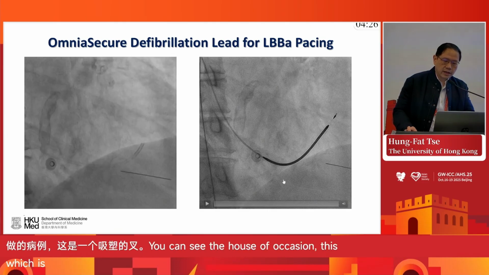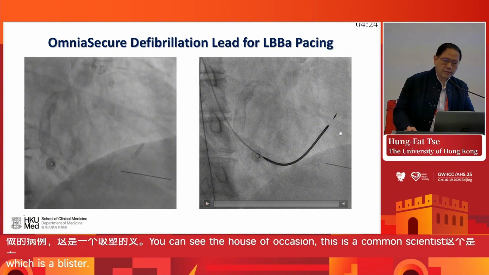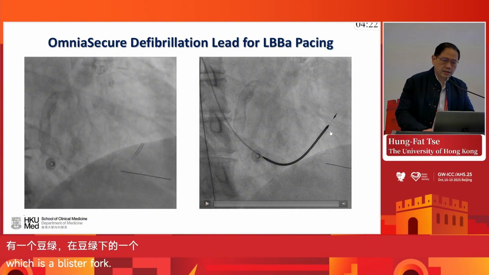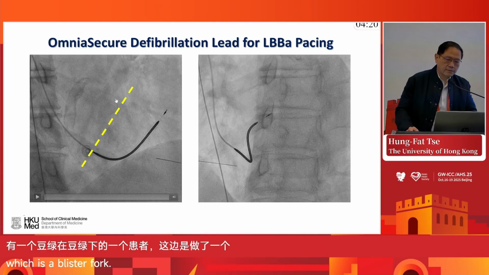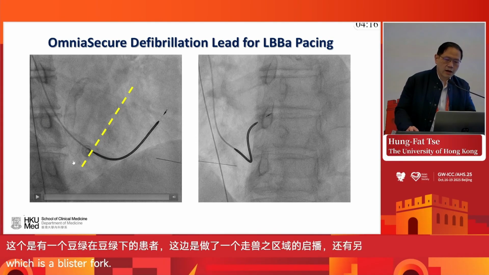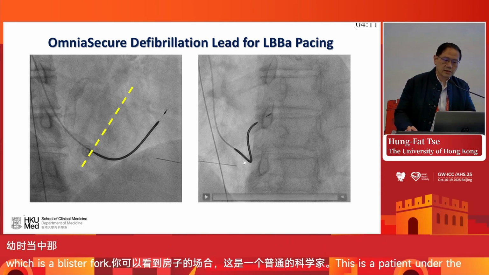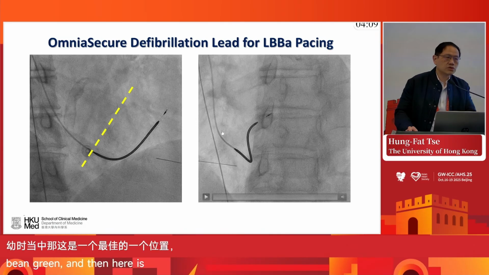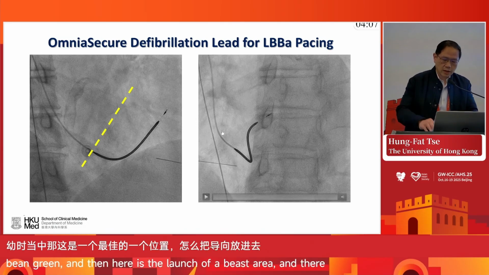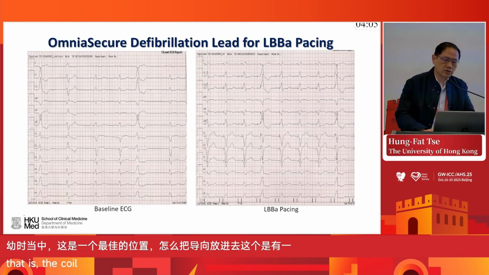Now we can put the lead up into the LBB area for pacing in this particular case. Again, the other important thing is you need to prolapse the coil into the RV. You will see this is the location where we put the lead, and you can see there's a Q band in the lead position in order to achieve the whole ICD lead coil inside the right ventricle.